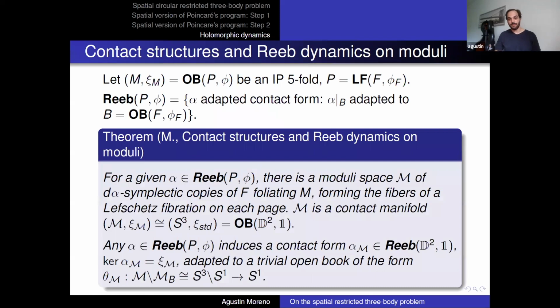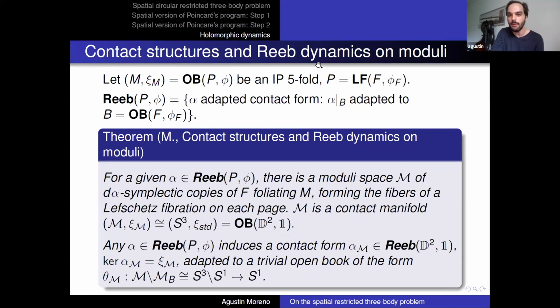In this context, the theorem that I can prove is the following. So now we abstract the situation. We consider an iterated planar 5-fold. So this is a contact 5-manifold with an adapted open book whose page P has a structure of a Lefschetz fibration with genus 0 fibers F and some monodromy. Then I will want to look at the space of all adapted contact forms to this open book in the sense of Giroux, but with the property that the restriction to the binding, to the 3-dimensional submanifold, is also adapted to an open book of the right abstract type.